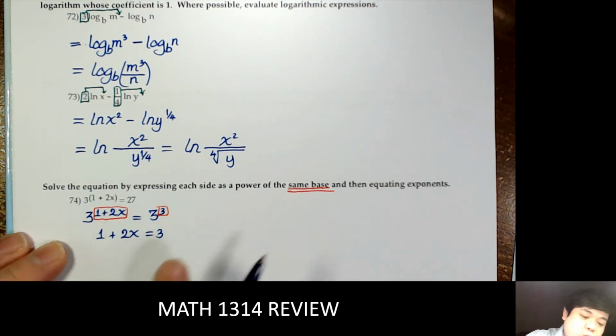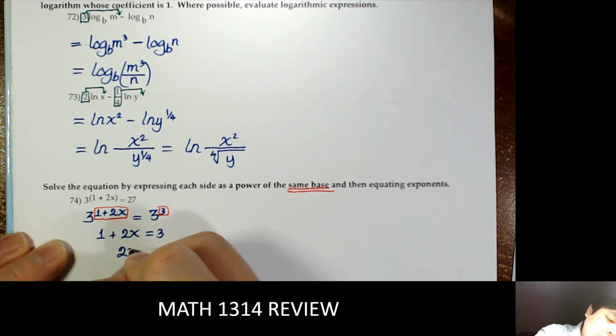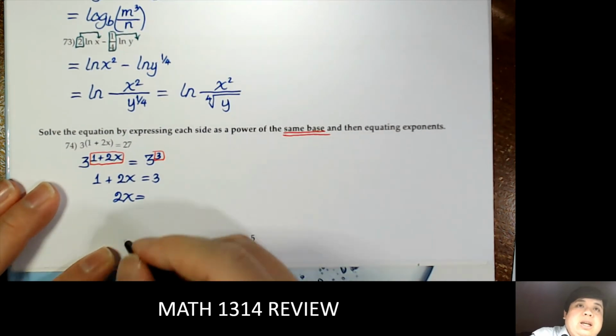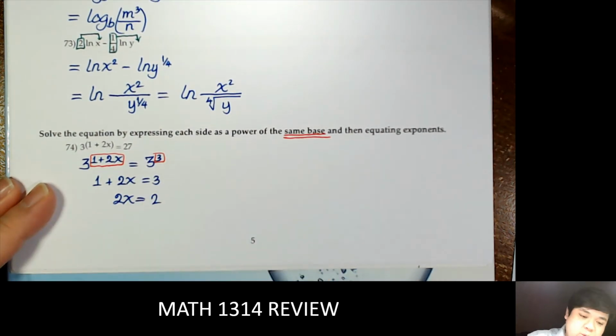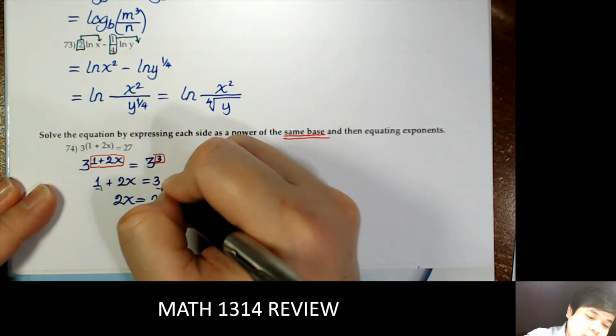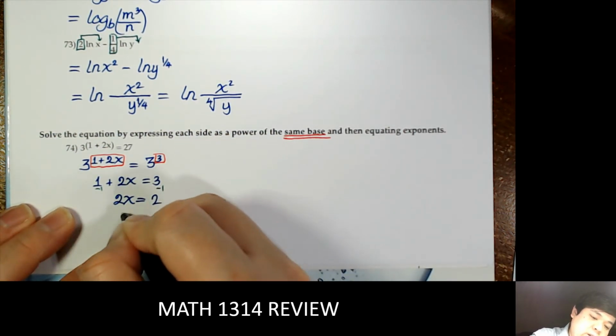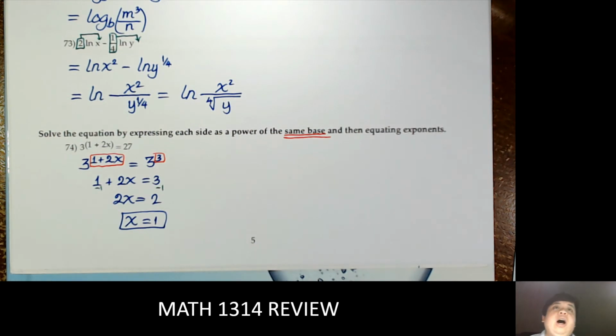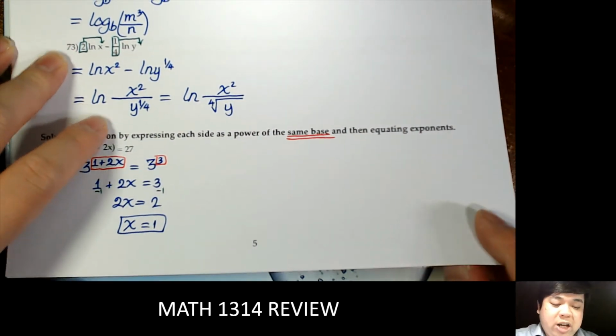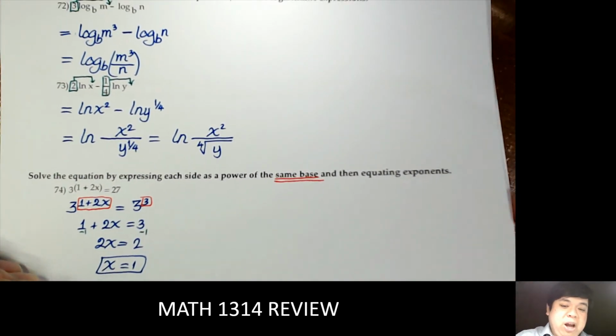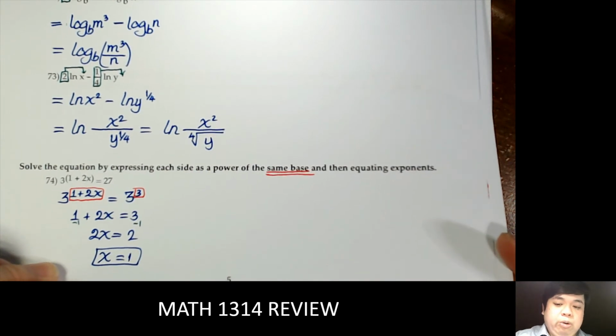Right, subtract 1 on both sides. 2x equal to 2, and then divide by 2, so x equal to 1. So that's what we have. For exponential equation, we don't need to check the answer, because the domain of exponential function is all real numbers.